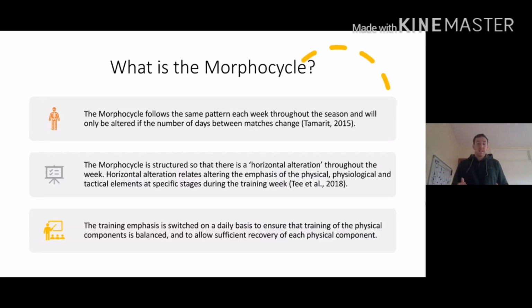The morph cycle is structured so there's a horizontal alteration throughout the week. So what this means is that it's altering the emphasis of the physical, physiological and tactical elements at specific stages during the week. Why is this done?